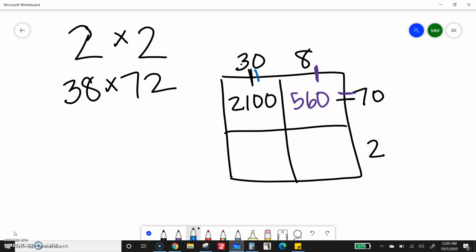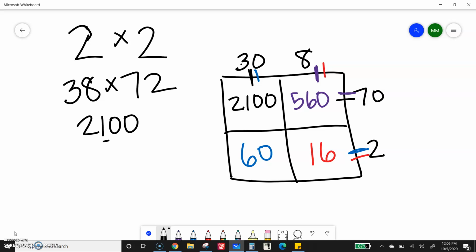Here I have 30 times 2 over in this left bottom box. 3 times 2 is 6, 1 0. And then last but not least, 8 times 2 is 16. So remember, I just take however many zeros I have in both and put that on the end. Now I need to add up these 4 numbers.